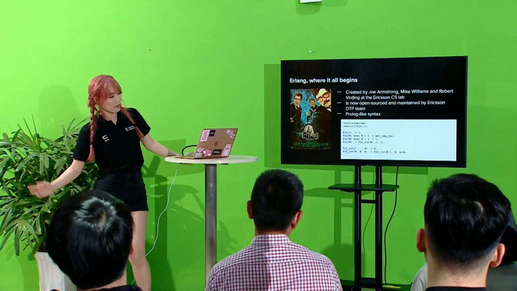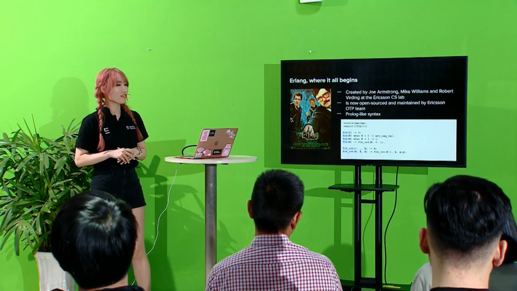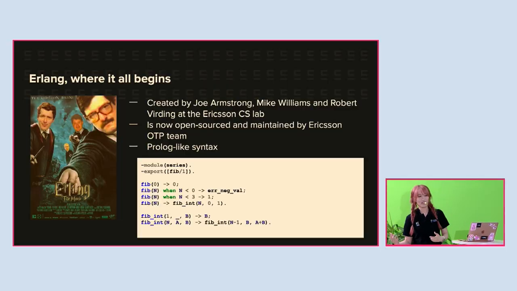So a bit about Erlang. It's a functional programming language created by Joe Armstrong, Mike Williams, and Robert Virding at Ericsson CS Lab. The purpose is telecommunication, to handle a lot of concurrency, a lot of phone calls. Erlang the movie is real, it's on YouTube, search for it. It's really nice. It's a demo about Erlang from the creators. Now it is open source and being maintained by the Ericsson OTP team.